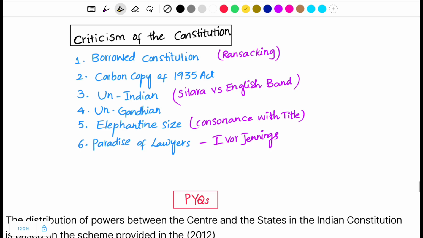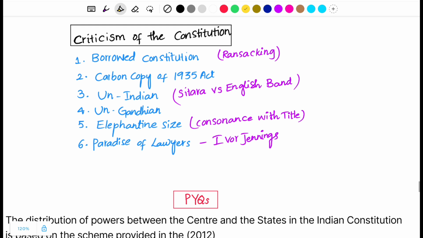Elephantine size. Friends, the emblem of the Constituent Assembly is an elephant. Some members opined that, in similarity to the emblem, the Constitution is of elephantine size because of both the administrative and other provisions and other government functioning principles. It has become of greater and larger size, so it is often called the elephantine size constitution. It is criticized for being so big in size.